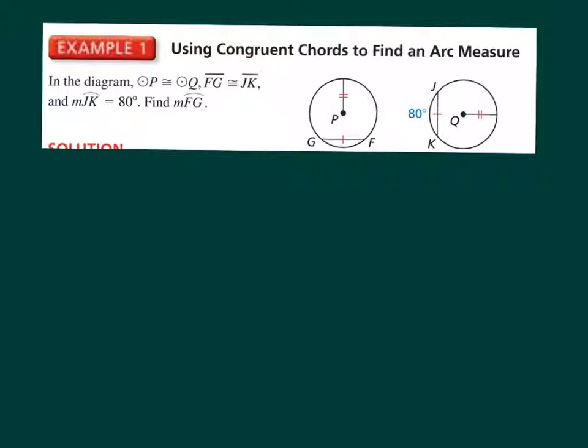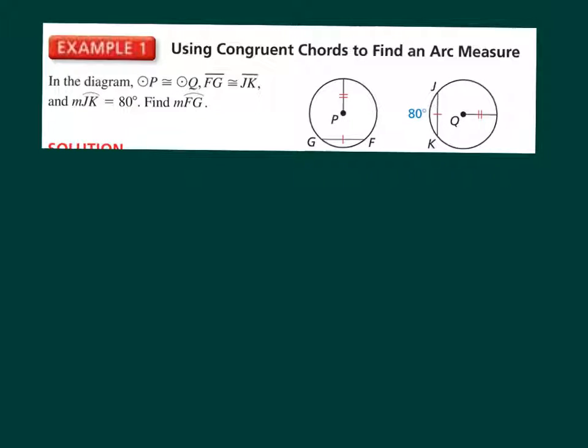You can always pause. But in example 1, we have an example that says circle P is congruent to circle Q. So these are two separate circles here. It says FG is congruent to JK. Those are the segments. And then it says the measure of arc JK is 80 degrees. Find the measure of arc FG.